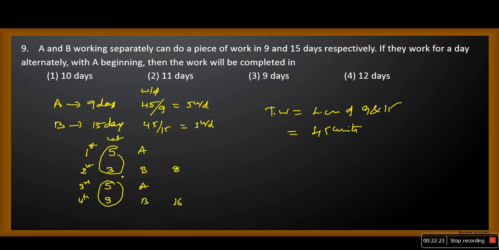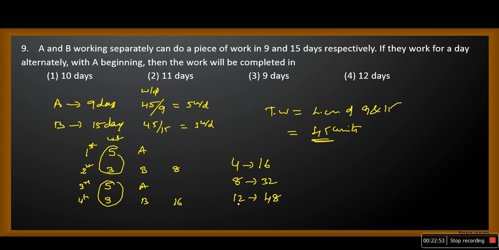In the first 4 days they did 16. In another 4 days they will do another 16, means 32. In another 4 days they will do another 16, that equals 48, which is more than 45. Our work, we assumed the work as 45 units. Now for 4 days they are doing 16 units. In 8 days they will do 32. In 12 days they will do 48.